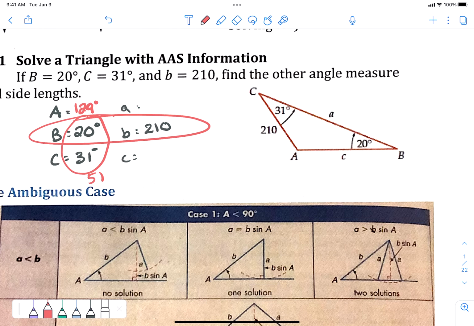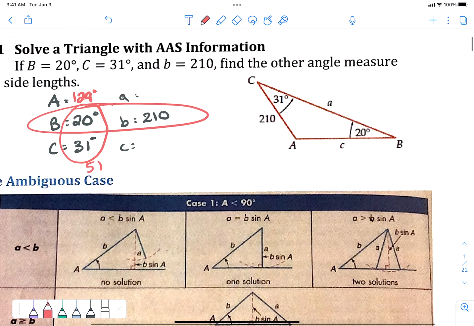All right. So we know both B's. We're going to set it up. Sine of 20 over 210 equals sine of 129 over A.